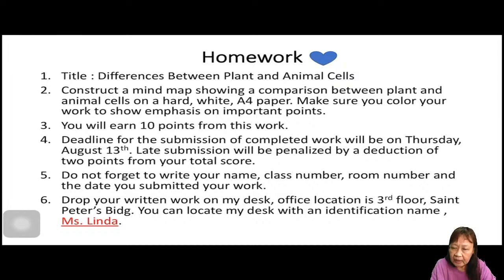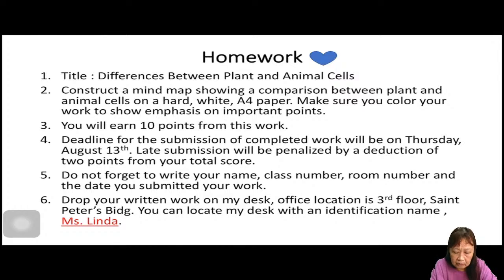When you have a break during your classes, you can go there and just drop it on top of my desk, and maybe if I'm there, we can meet each other person to person. Okay? So I get to know you. So that's August 13th on Thursday. On Wednesday, you don't have to come to school because it's Mother's Day.